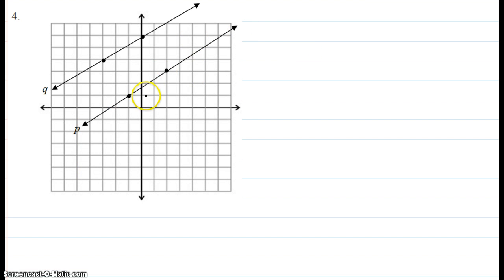Alright, so we're going to do the same thing for number 4. We have our two lines. So let's find the slope of the first one. Find the slope of line Q. So we have our rise and we have our run. So I'm going to go up here, and then my run will be here, going left to right. So here it looks like I go up 2, over 3.